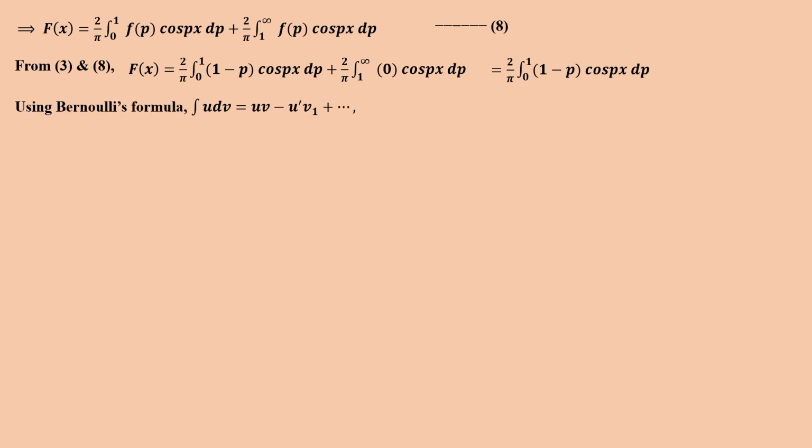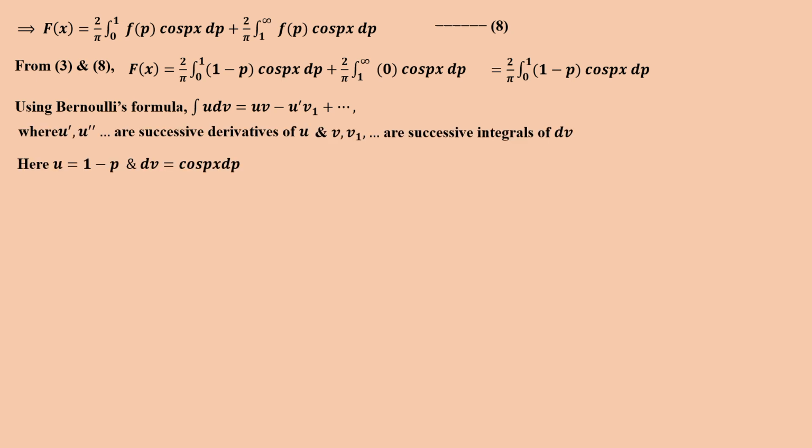We are going to evaluate the integral using Bernoulli's formula or integration by parts, both. The extension of integration by parts is Bernoulli's formula. So integral u dv is equal to uv minus u dash v1 plus u double dash v2, and so on, with alternating signs. Here u dash, u double dash are successive differentiations of u, and v1, v2, etc. are successive integrations of dv.